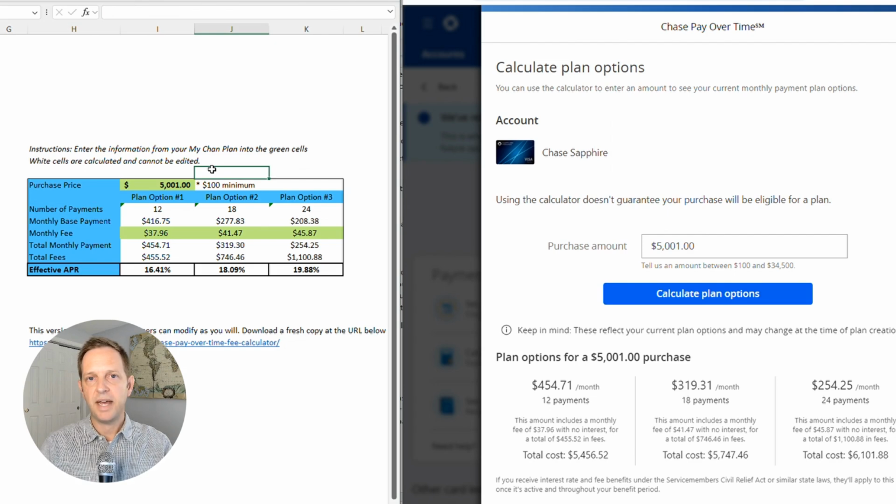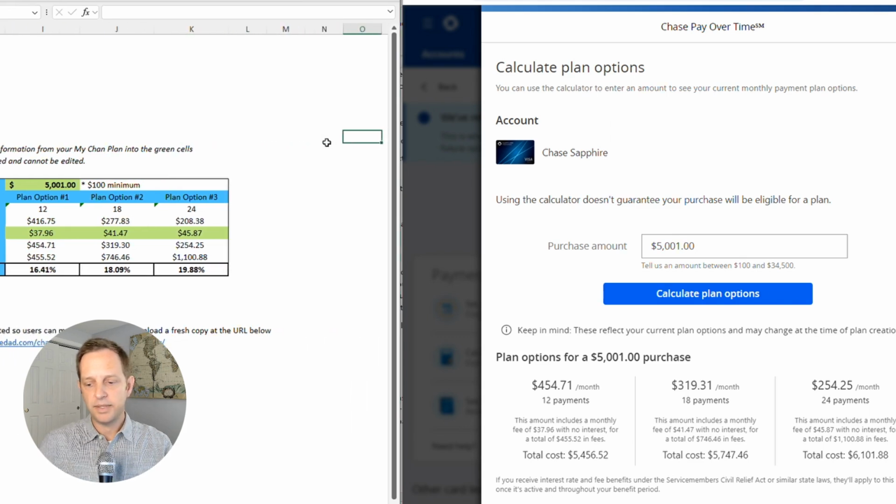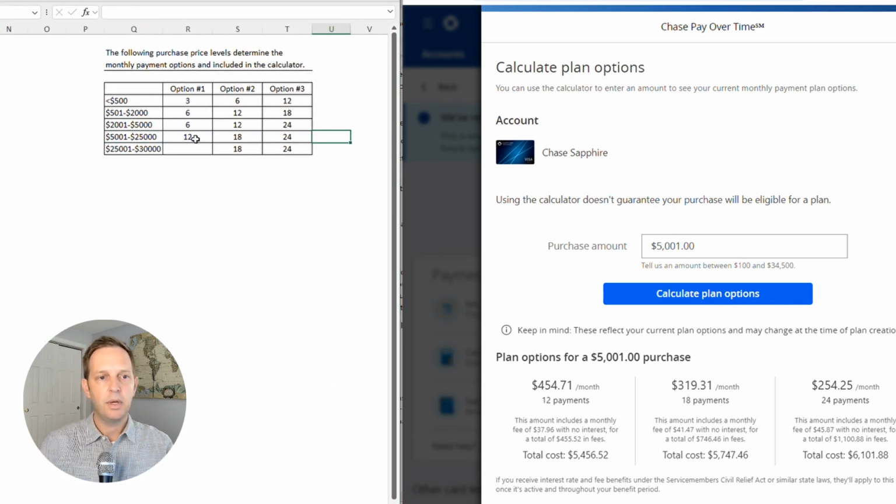So I've put in the $5,001, and now we're getting the 12, 18, and 24 months, and that matches our table over here, this 5001, and you get 12, 18, and 24. The example where the reader reached out to me was a $4,000 purchase, and I think his was 6, 18, and 24.